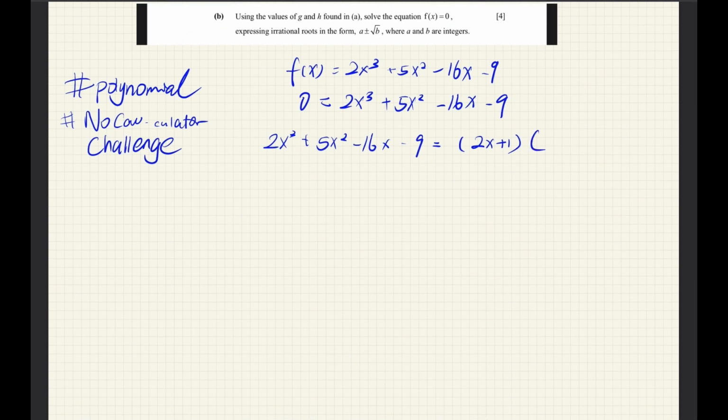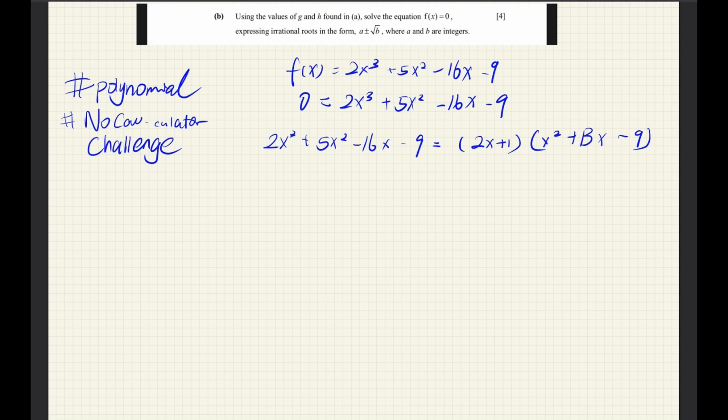Okay, so how do we do this? Now we have 2x cubed, we have 2x. The highest power divided by the highest power will give us the degree 2 term, which is 1, so x squared. We are also able to get the constant, which will be negative 9 divided by 1, which is negative 9. The middle term, we don't know yet, and therefore we make it b: bx minus 9.